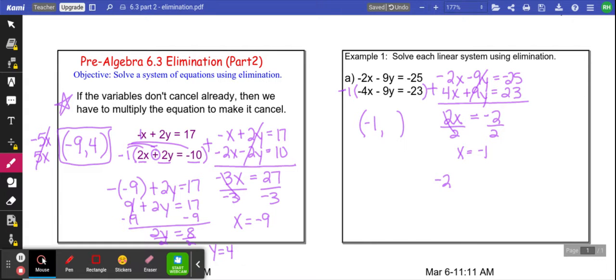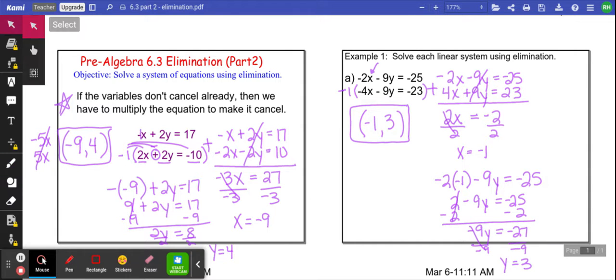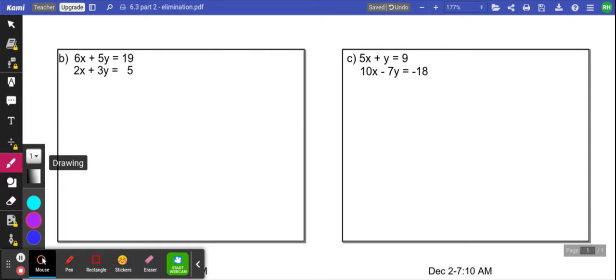So we've got negative 2x comes out, and negative 1 goes in. I'm plugging it in right here, you guys, if you remember from the other day. Minus 9y equals negative 25. Negative times a negative makes this positive 2. And then I would have to subtract 2 because it's a positive. So these are gone. Negative 9y equals negative 27. Divide by negative 9, and y equals 3. So our ordered pair is negative 1, 3. Okay, so again, same steps. We're just figuring out at the beginning what we need to multiply by to make that happen.